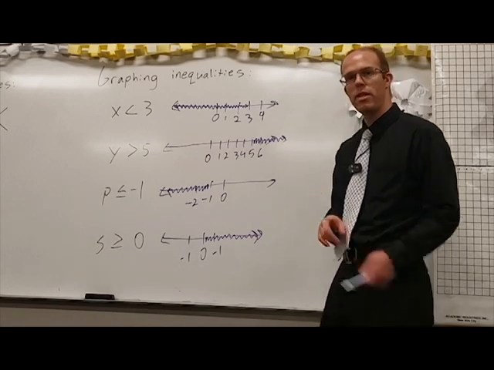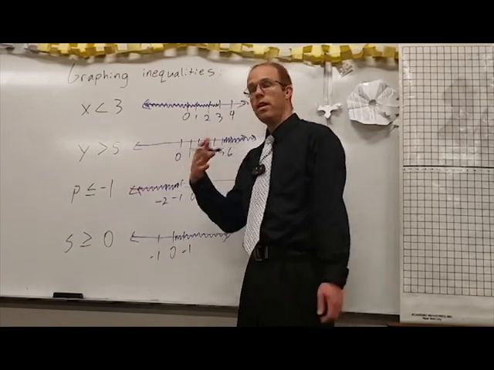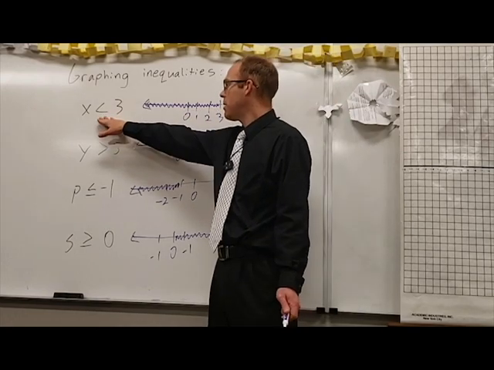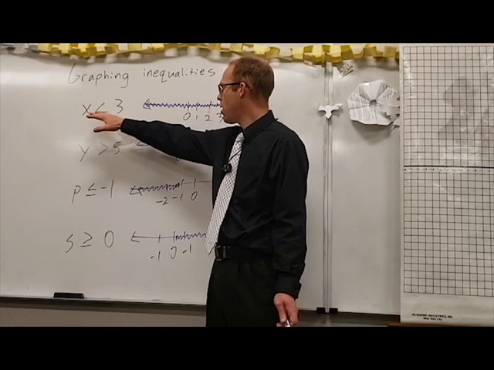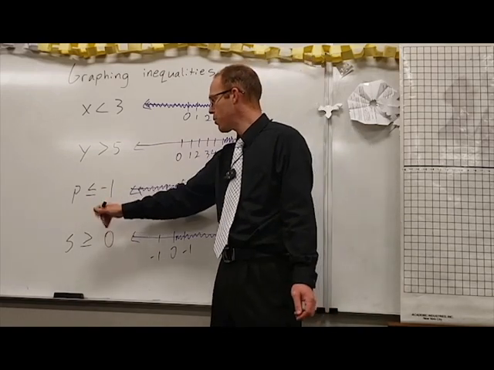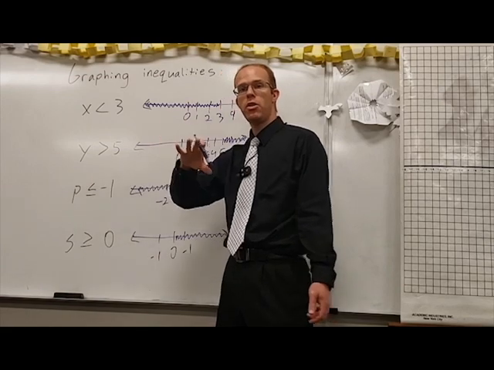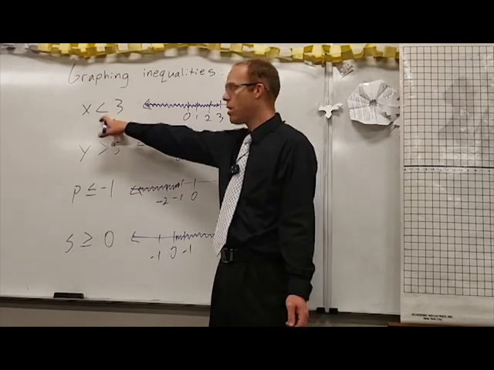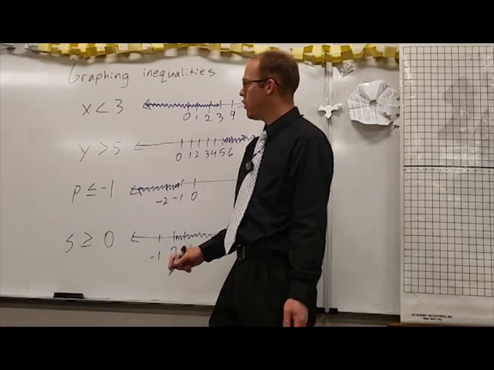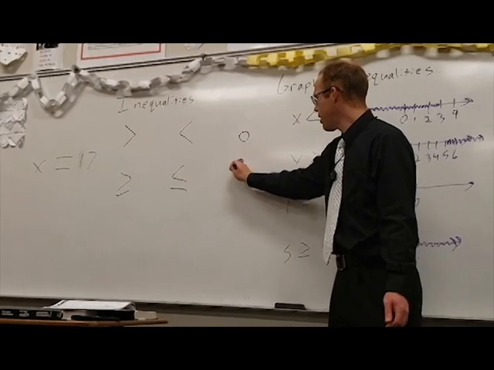Okay, now there's one more detail we have to talk about. What about the numbers 3, 5, -1, and 0 themselves? That's here at the end of this shaded area. X needs to be less than 3. We do not want x to be equal to 3. However, in this case, we're allowing the p to be equal to the -1. So we need to show those two different situations where we're not allowing it to be equal or we're allowing it to be equal, and we do that using open and closed circles at the end of our shaded area.